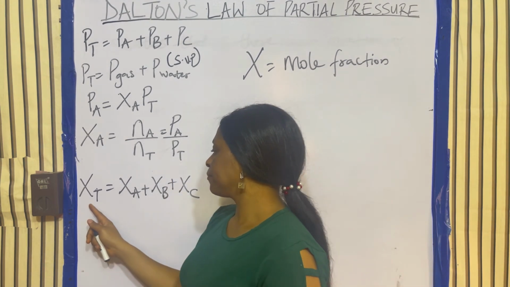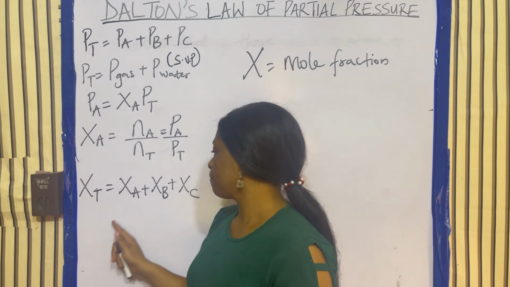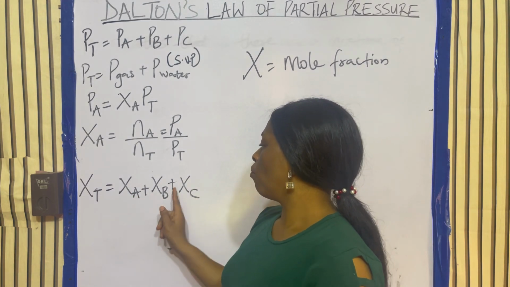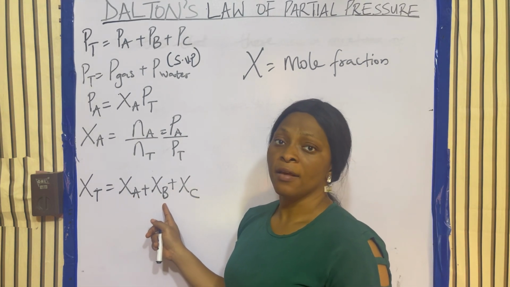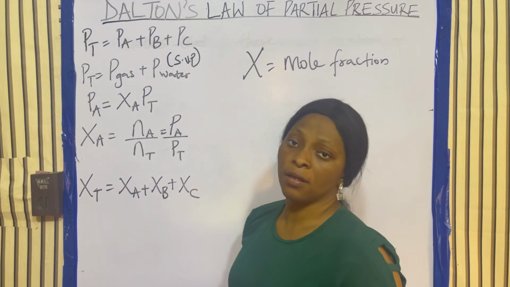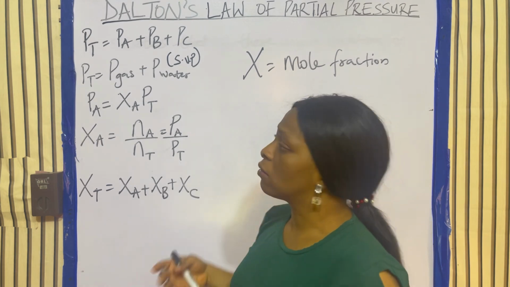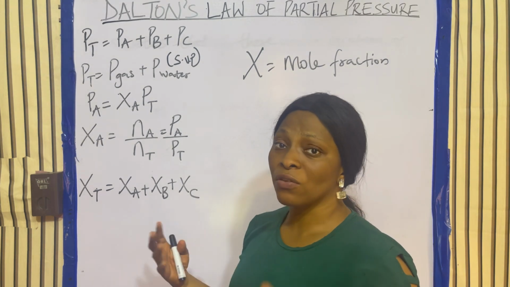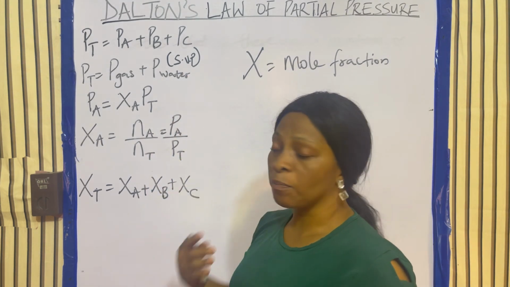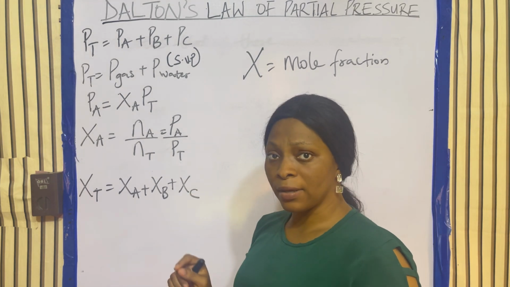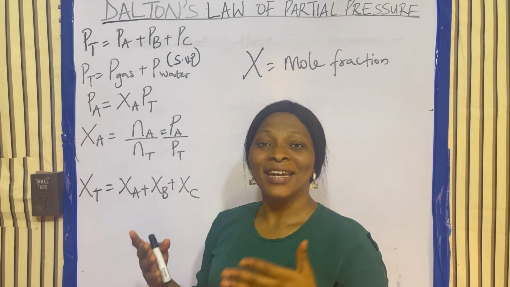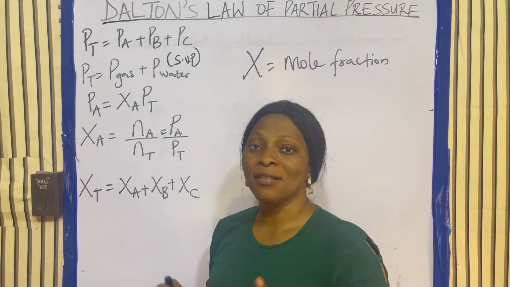Then total mole fraction can be gotten by addition of the individual mole fractions that make up that mixture. Please, you need to memorize these formulas, because once you see questions under Dalton's law of partial pressure, they can ask you any of these. So it is important that you write them down and memorize them. So now let's look at different practice questions.